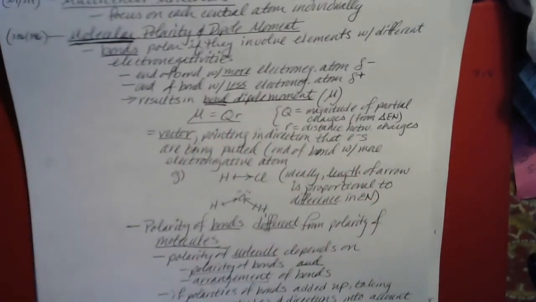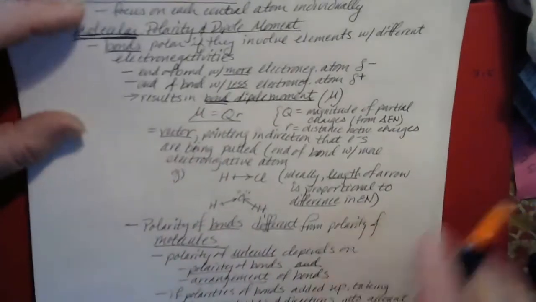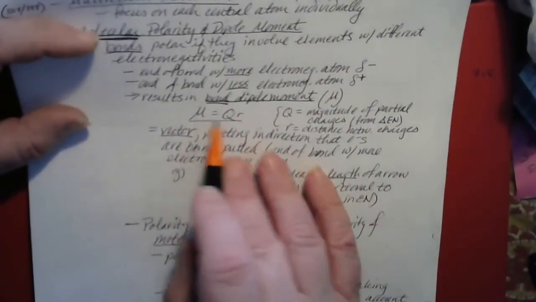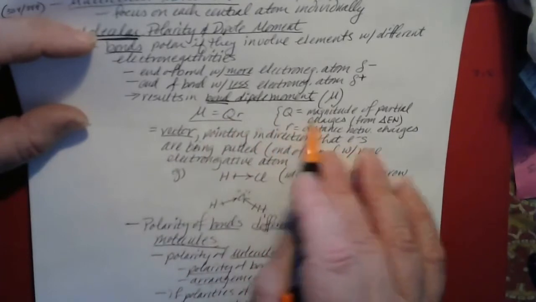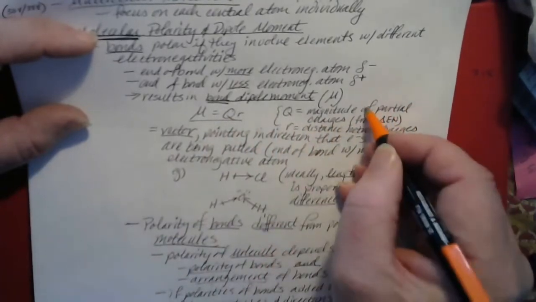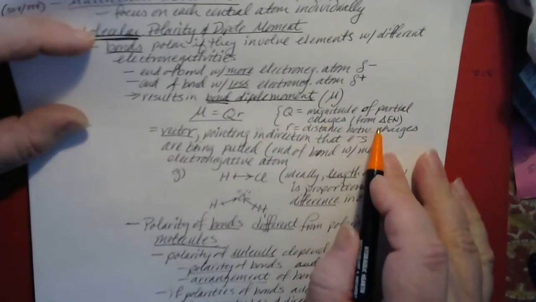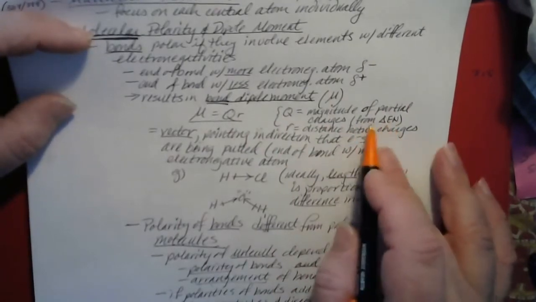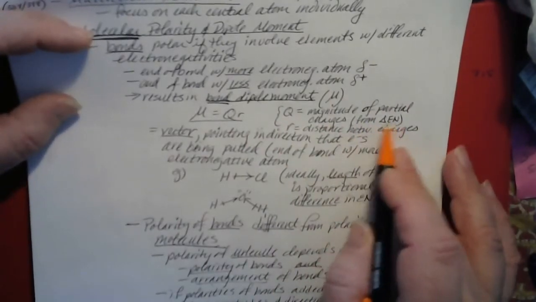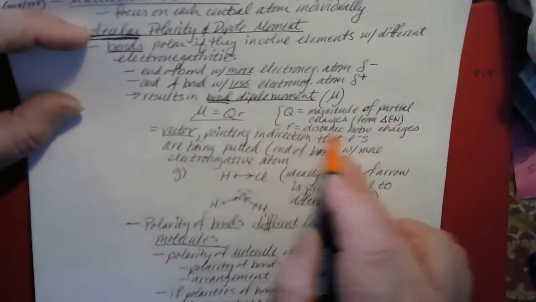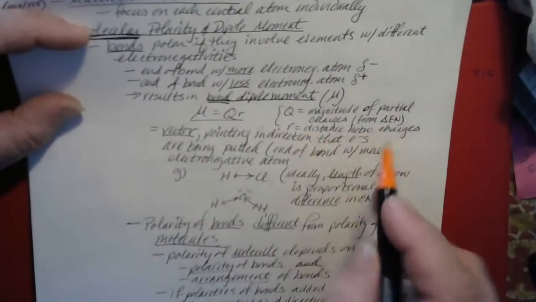And basically the bigger the number for the dipole moment, the more polar the bond is. A totally nonpolar bond would have a dipole moment, or mu, of 0. And like I said, the bigger the number is, the more polar the bond is. Mathematically, mu is equal to QR, where Q is the magnitude of the partial charges on the atoms involved in the bond. And we get that from the difference in electronegativities between the two atoms. And R is the distance between the charges.